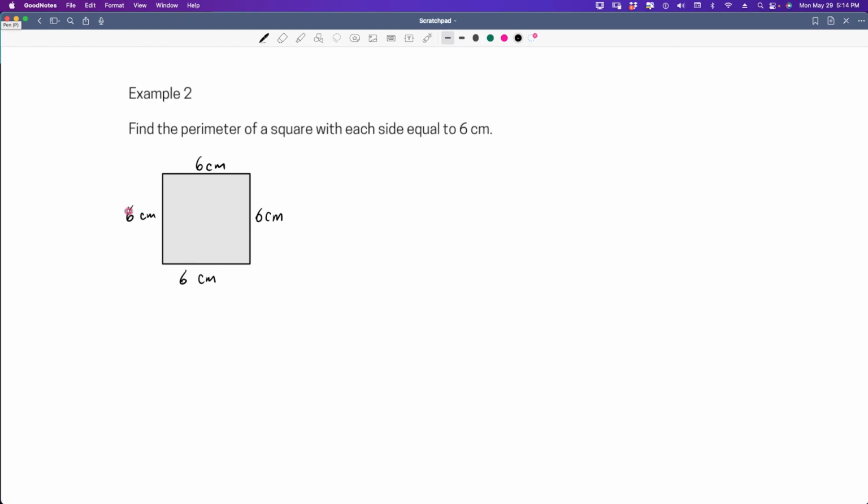So now I can see I've got 4 6s. So I know the perimeter formula of a square is 4 times the length of a side. So that's 6 centimeters. 4 times 6 is 24. So I have 24 centimeters for my perimeter. Pretty straightforward. Squares are really easy to find the perimeter of.